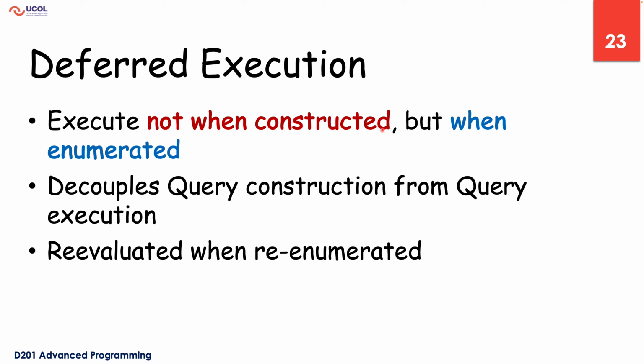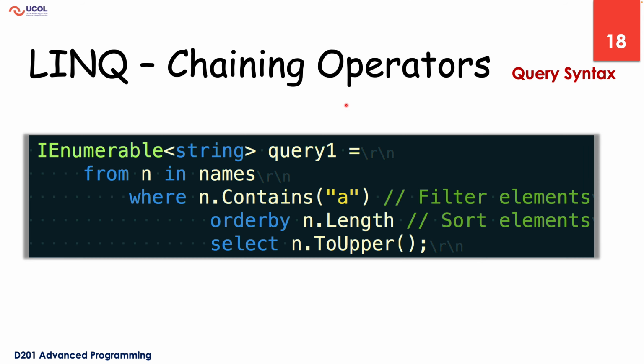LINQ queries execute not when constructed but when enumerated. This is deferred execution. What does it mean? If we go back to an example, when we are writing this query, it is not going to be executed. We have defined the context, the where filtering, the order, and the upper. But this query is not executed when we define it in this statement, unless and until we want to use it and print the results on the screen.